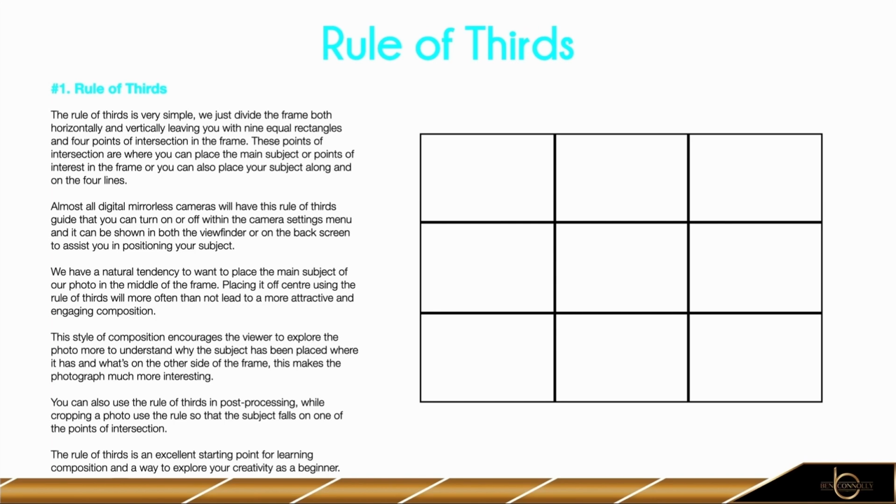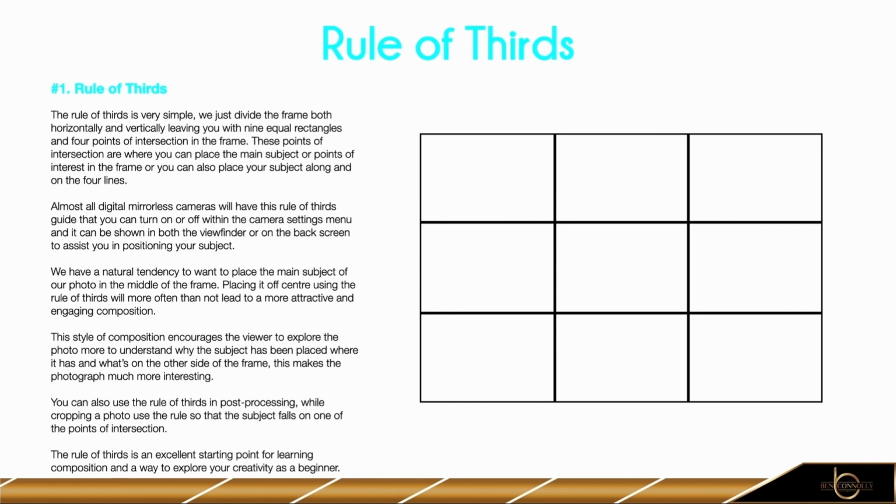We just divide the frame both horizontally and vertically, leaving you 9 equal rectangles and 4 points of intersection in the frame. These points of intersection are where you can place the main subject or points of interest in the frame, or you can also place your subject along one of the 4 lines. Pretty much all digital cameras will have this rule of thirds guide that you can turn on or off within the camera settings menu, and it can be shown in both the viewfinder and on the back of the screen to assist you in shooting.